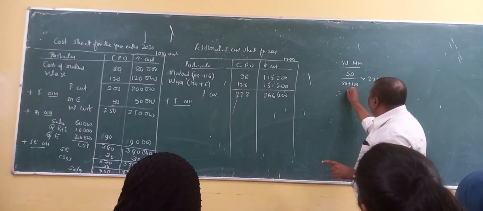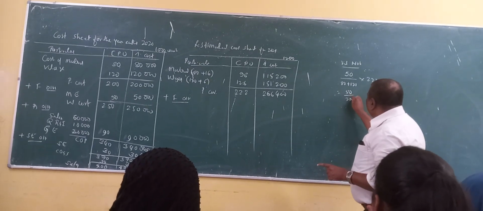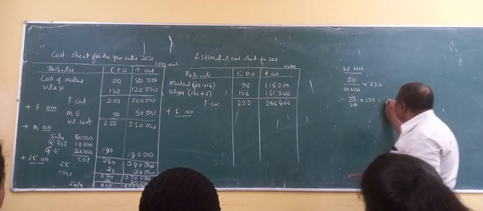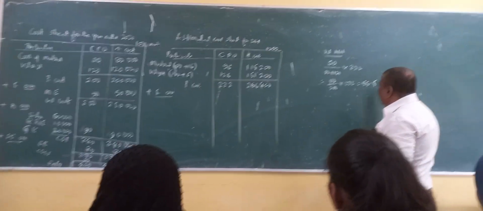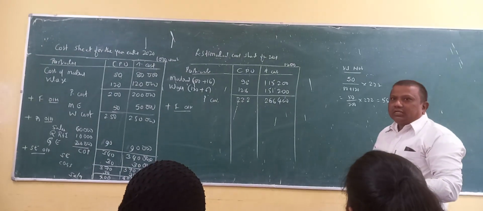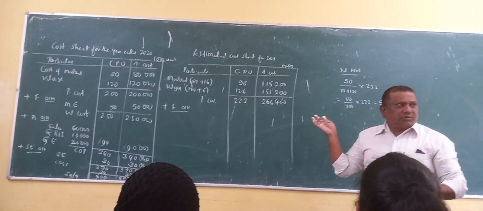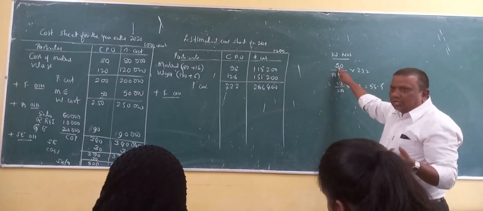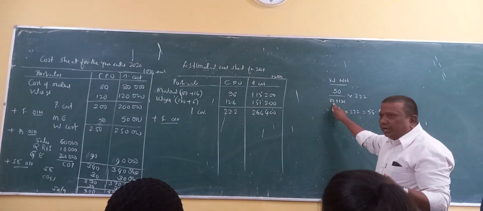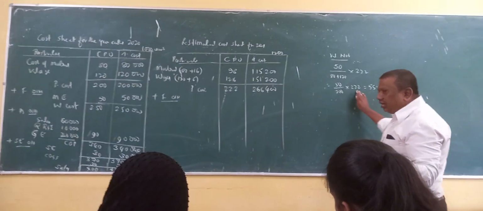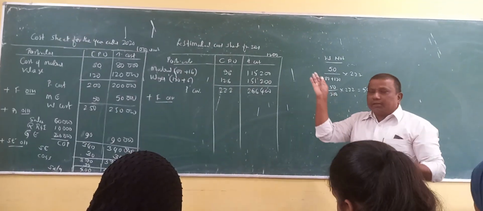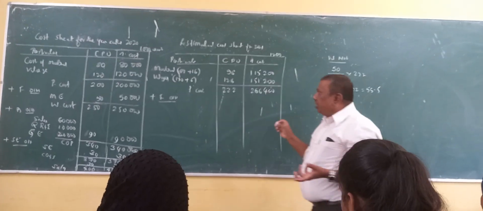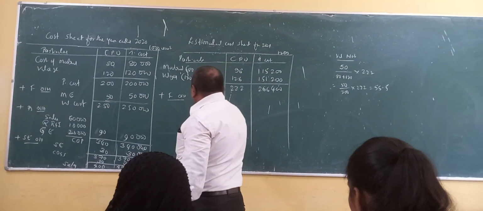This is 50 by 200, into 222. 55.5, right? Yes, sir. Correct, right? Not getting? This one is telling manufacturing expense. Manufacturing expense I took. Combined cost of materials and wages I took. Here also combined. So they are calculating the same, that is for calculation of percentage, right? Yes, sir. 55.5 manufacturing expenditure.